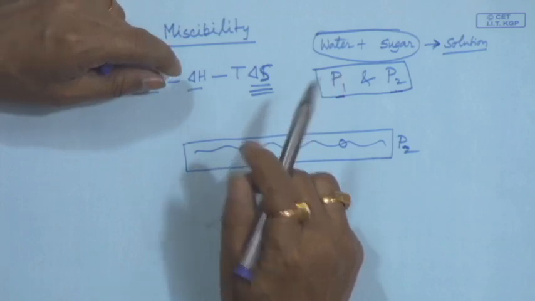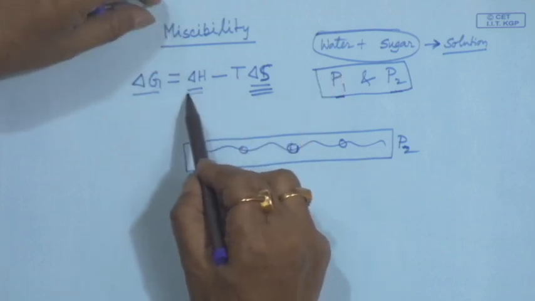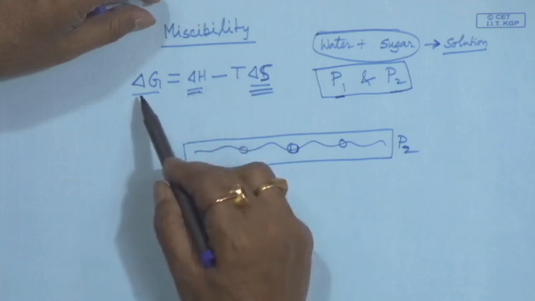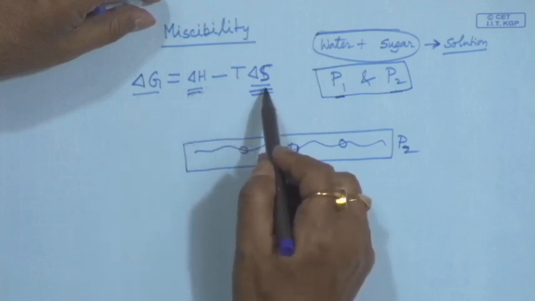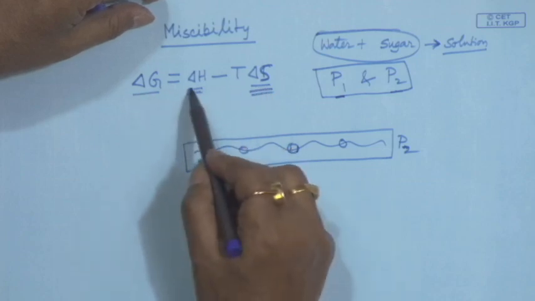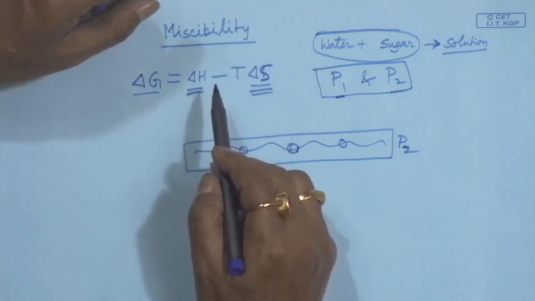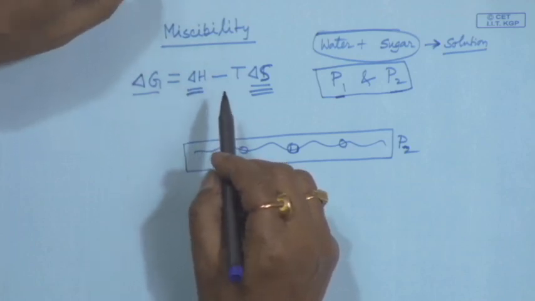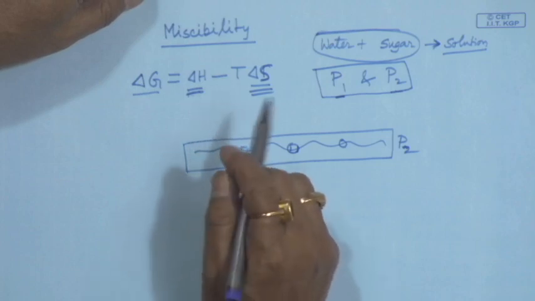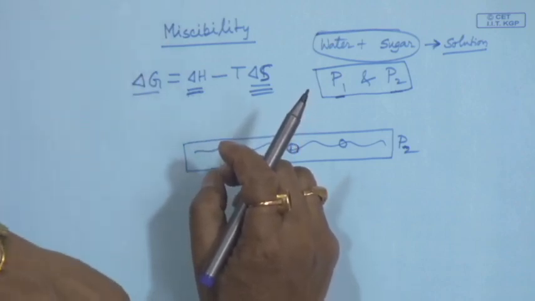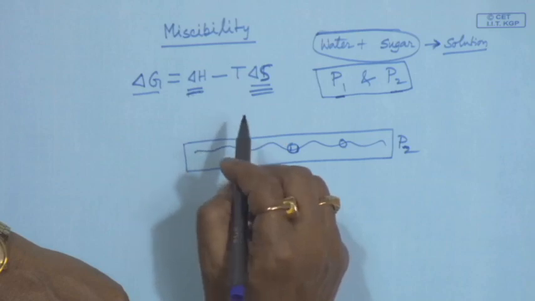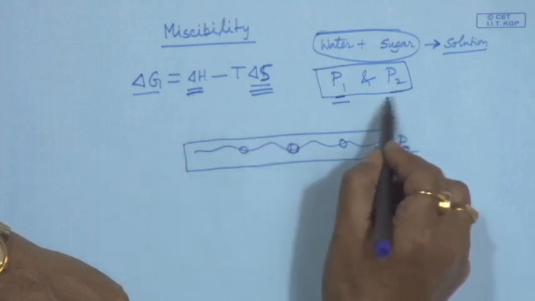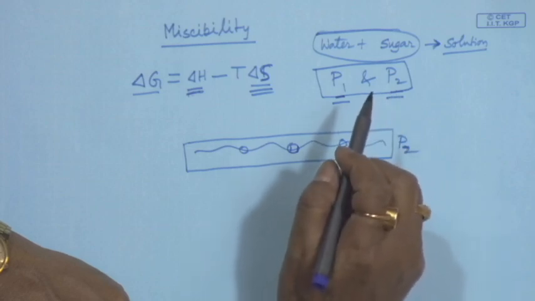Hence, this delta H must be negative or 0 in order to make delta G negative. So, delta H is very small. In order to make this delta G negative, the delta H must be made very small, or 0, or negative for the formation of miscible blends. Now, the requirement for a negative delta H value can be met when there is a physical interaction or physical attraction between the component polymers, suppose hydrogen bonding.